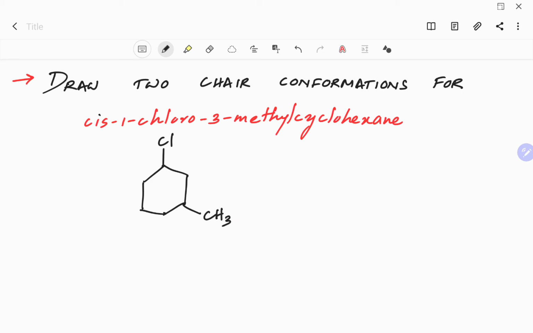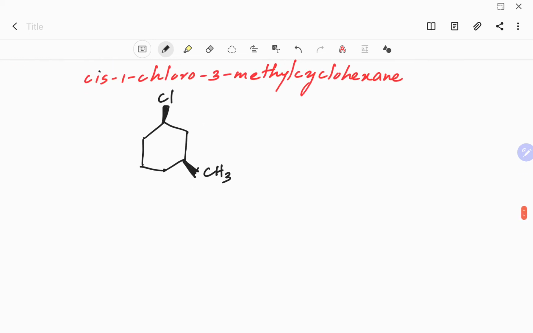Okay, so we have to worry about the cis and trans, and this is a cis, so that means both chlorine and methyl should be on the same side of the ring, right? So if you are using a wedge, use 2 wedges. If you're using a dash line, use 2 dash lines. Simple as that. We need 2 chair conformations, so let's draw 2 chair conformations.